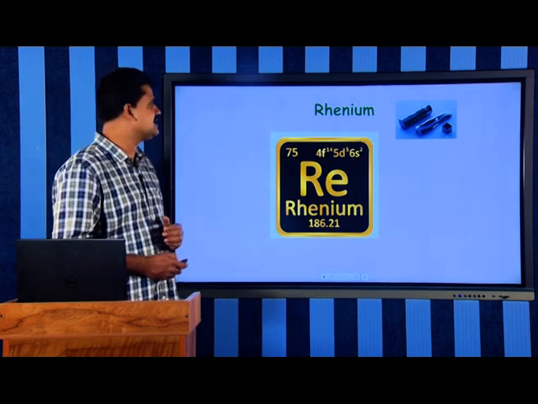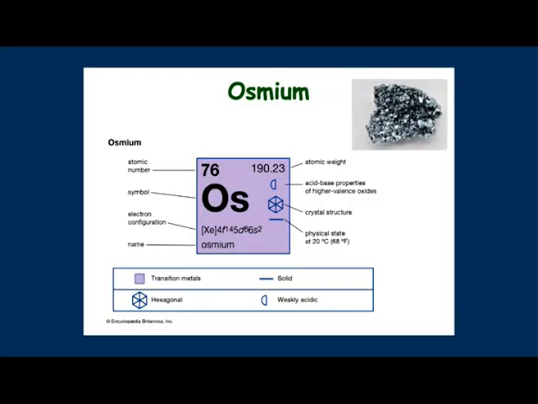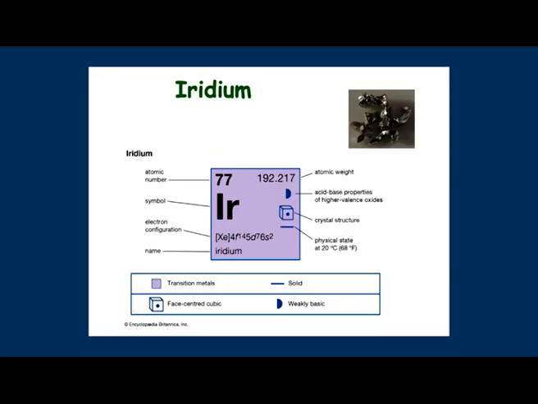It appears like this. Its atomic number is 75, and another one, osmium. Osmium is popular for its very high relative density. It is an element with very high relative density. It appears like this. Another element is iridium. Iridium is a precious metal.